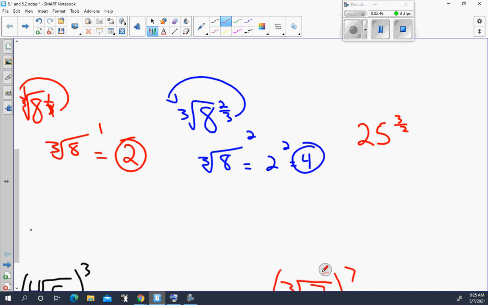What? 25 to the 3/2. So again, this 2 is always our root. That 2 is always our root. So it's going to be 2, or the square root, right? We never write the 2 with the square root, of 25 to the third power. What's the square root of 25? 5. To the third power? 5 times 5 is 25, times 5 more is 125.